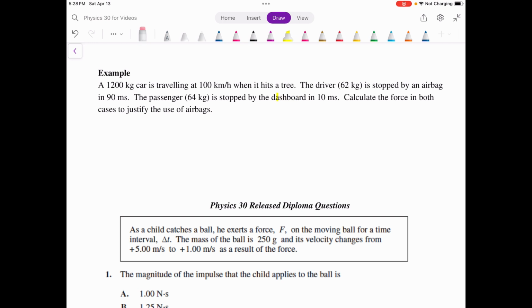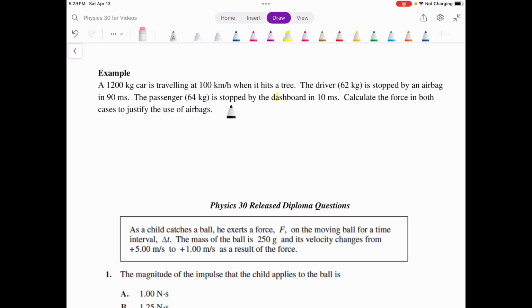The driver, 62 kilograms, is stopped by an airbag in 90 milliseconds. The passenger, 64 kilograms, is stopped by the dashboard in 10 milliseconds. So let's pause right there. Pop quiz. Who's going to feel a larger force? The passenger or the driver?